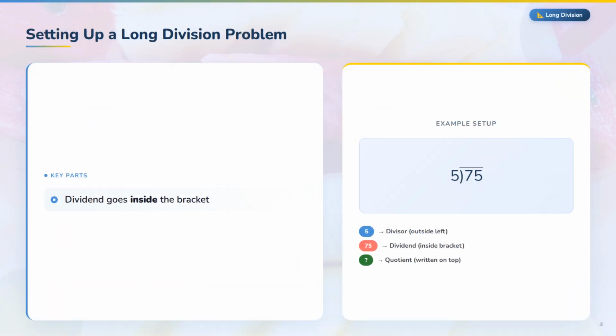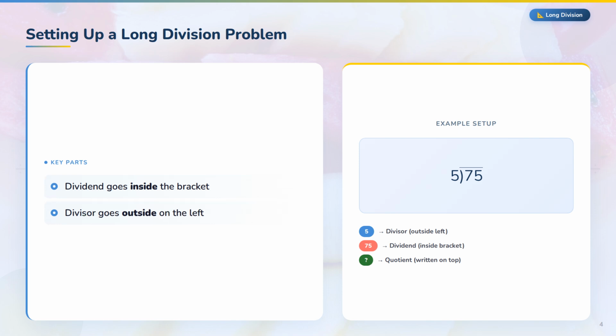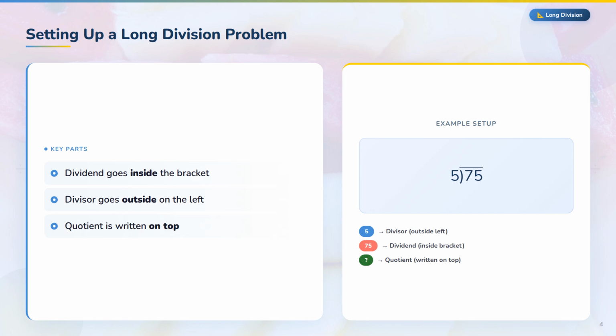Let's talk about how to set up a long division problem. The big number, the dividend, goes inside the long division bracket. The divisor, the number you're dividing by, goes on the outside to the left. Your answer, the quotient, gets written on top above the bracket. Once you see this setup, you are ready to start dividing. Let's walk through our first example right now.